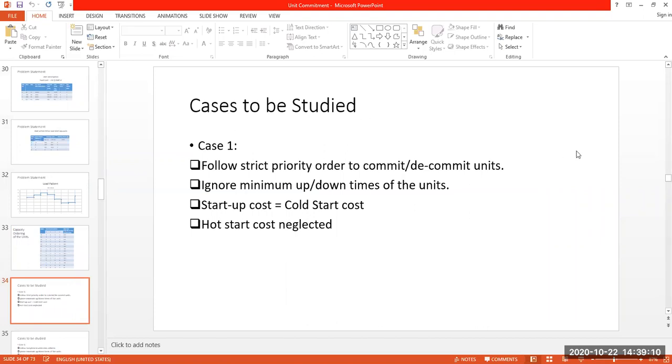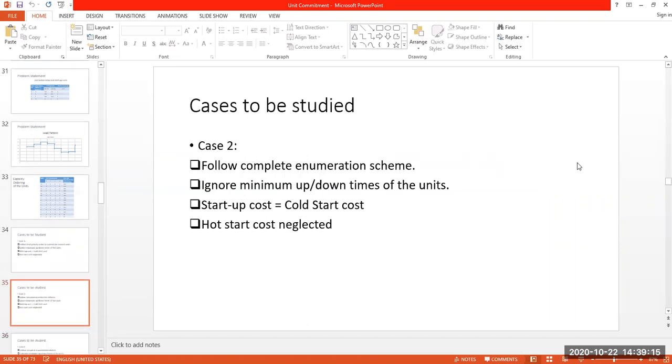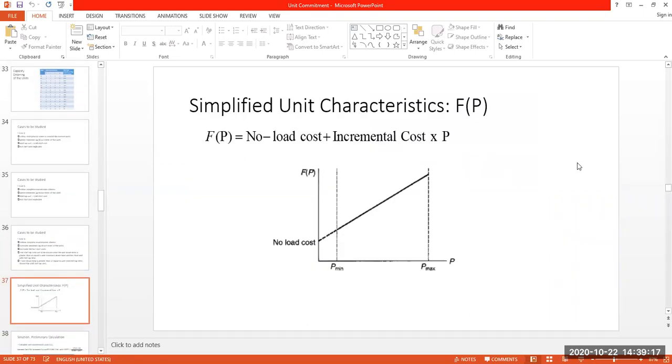So then we said we have 3 cases to be studied, and we said we will go one by one. So this was discussed in the last class. This was the simplified characteristics, unit cost characteristics, we should say. So in the x-axis we have the production. So we have the limits between P min and P max, and before the P min has reached, you have some associated no load cost. Okay, so that means even if the P min has not reached, there is some non-zero no load cost associated with the final cost calculation for the unit.